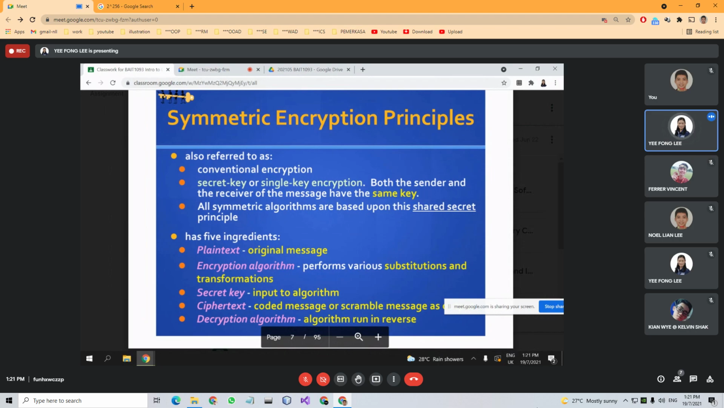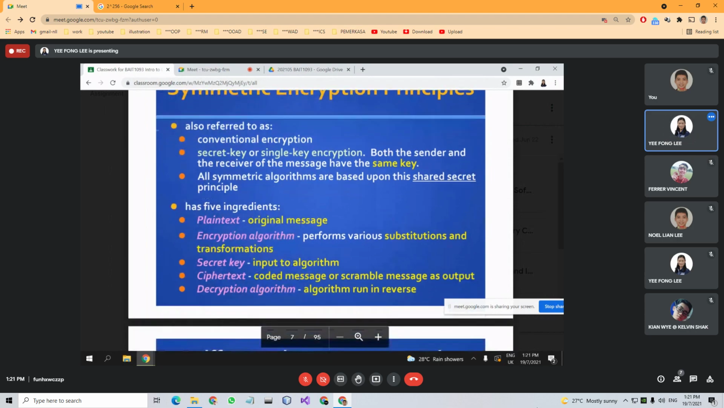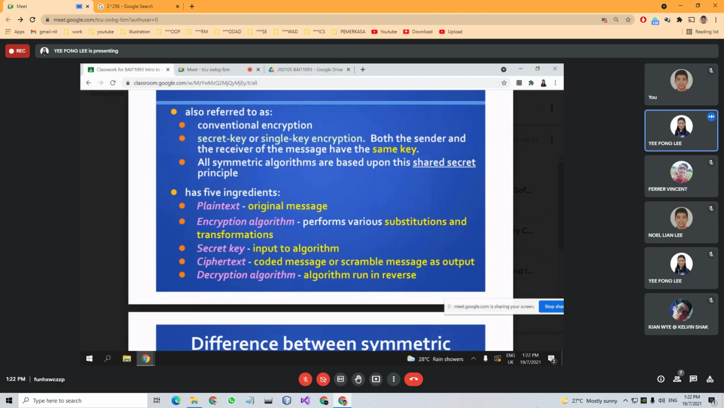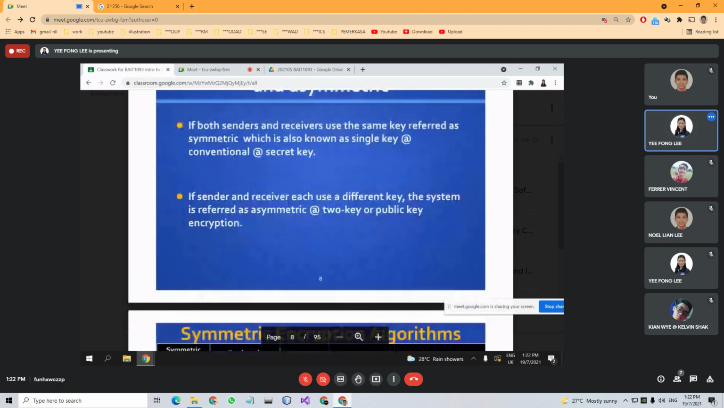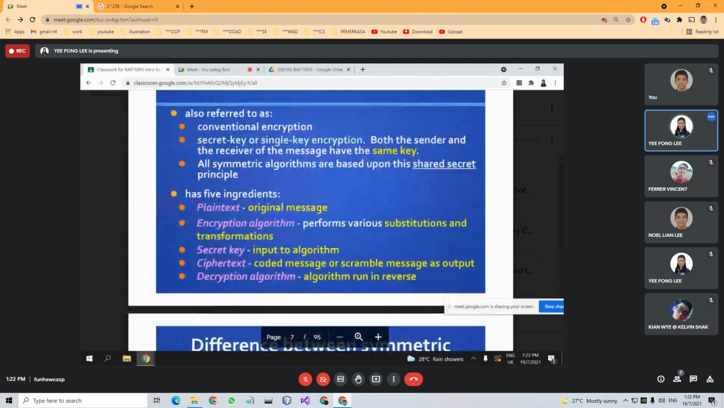When I look at the term ingredient, I feel like it sounds like food ingredients.